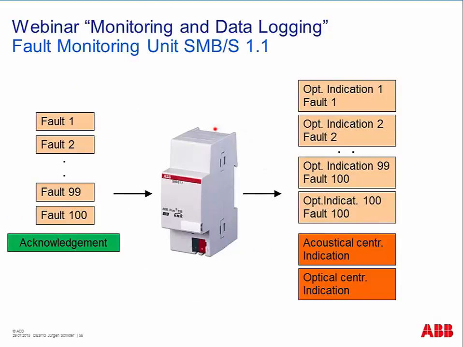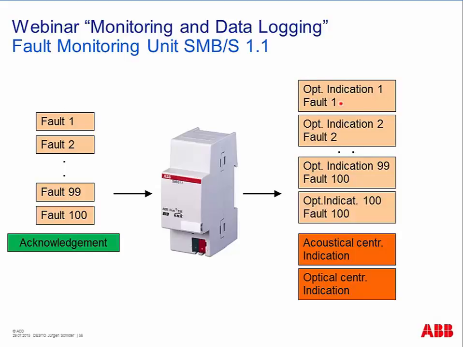This picture shows you the principle a bit more detailed. We have our fault monitoring unit in the middle. Up to 100 faults can be processed. So 100 telegrams, 100 signals, 100 binary inputs, for example, can be integrated. And of course, the status, is it a fault, yes or no, will be sent to our fault monitoring unit, will be processed.